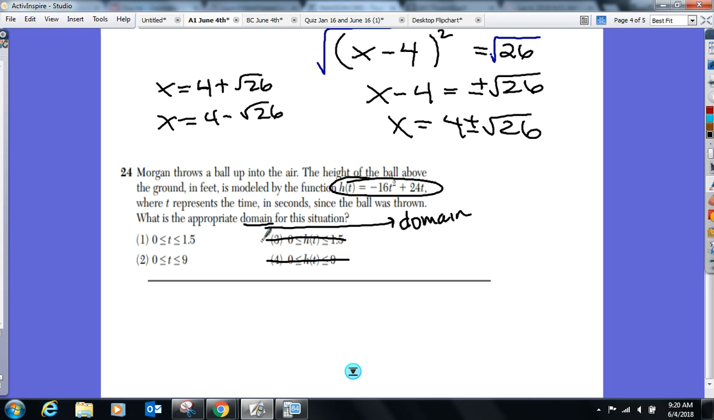And remember, we're throwing a ball in the air. Anybody see 0 to 1.5 or 0 to 9? You guys see negative values past 2, right? Can it be a negative height? No, so I don't want to go past 1.5 there. So 0 to 1.5.